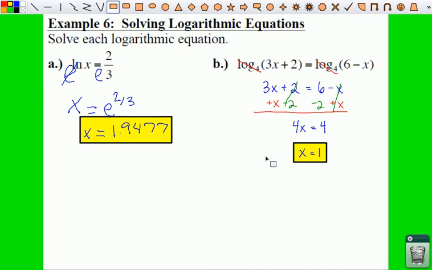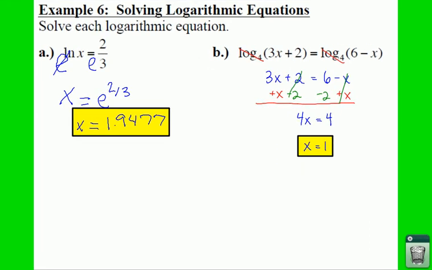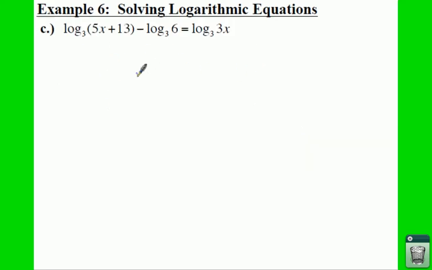And now the last one, which is usually a little bit more difficult, is letter C. If you notice, for B, you had a log on both sides which cancel. For letter C, you have 2 logs on the left and 1 log on the right. What you need to do is combine the logs on the left into 1 log, and then you'll be able to cancel the logs on both sides. So if you have a subtraction sign, that just means you're going to get the log base 3 of, you use division. 5x plus 13 over 6 is equal to the log base 3 of 3x.